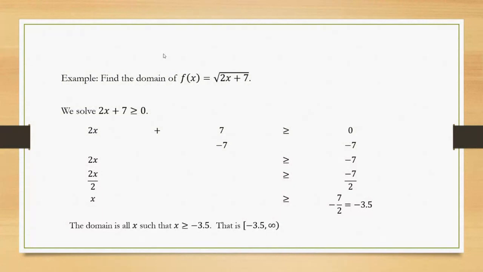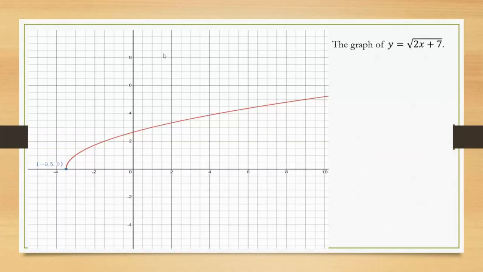Now, if we were to graph that, this is what the graph would look like. As you can see, here's negative 3.5, and everything to the right is in the domain, mostly because everything to the right is below the graph. I mean, that we'll get into next time. But you can find the domain from the graph as well.